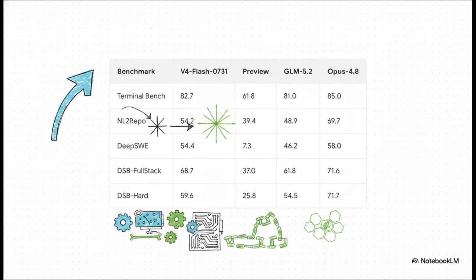And this table perfectly illustrates the full picture across 9 different metrics. Just look at that deep squeeze score, jumping from a mere 7.3 in the preview to an unbelievable 54.4. That is literally night and day for software engineering tasks. We're also seeing tremendous results on internal test sets like DS Bench Full Stack, hitting 68.7. Across the board, from NL to Repo to CyberGym, these numbers prove without a doubt that DeepSeek V4 Flash 0731 is broadly competitive with the absolute strongest proprietary models out there right now.